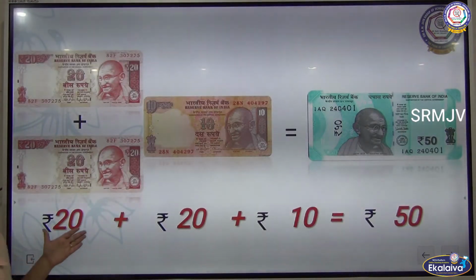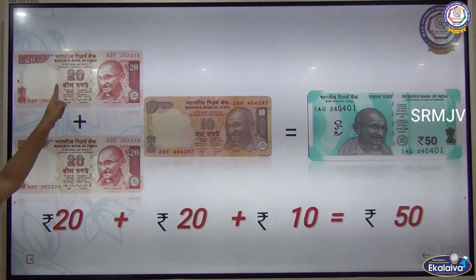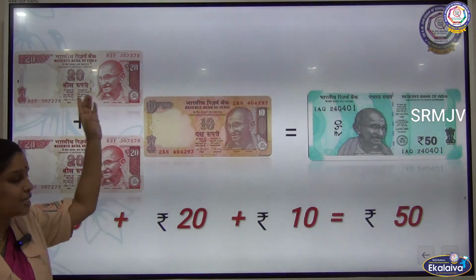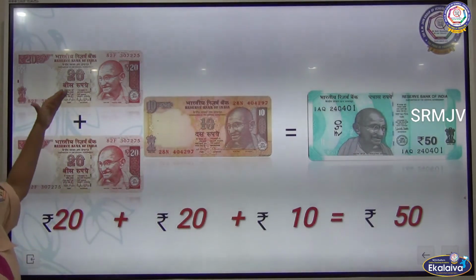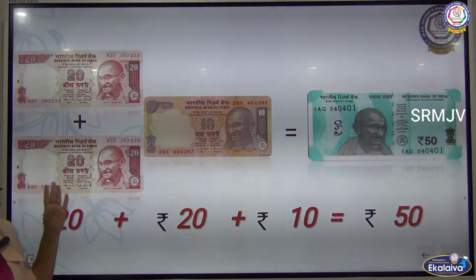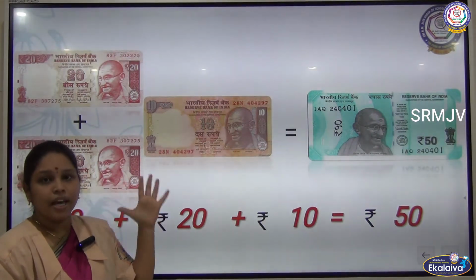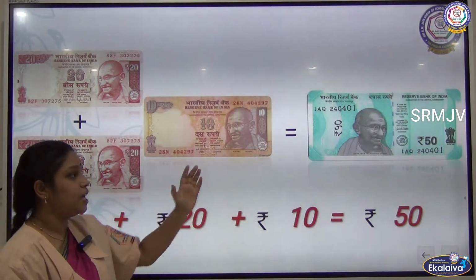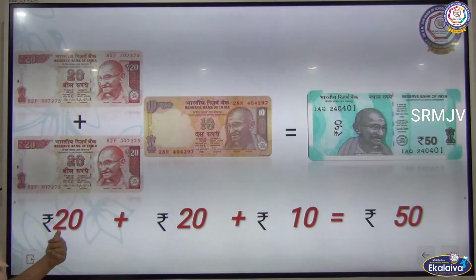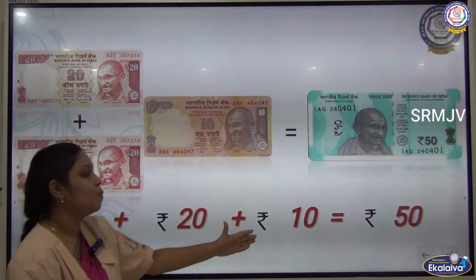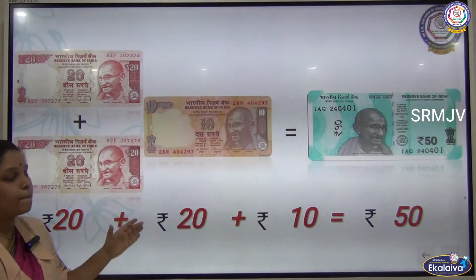And the next one is we are going to count the notes. Value of the notes. Notice this. What is the value of the note? It's 20 rupees, and this is 20 rupees. We are having two 20 rupees notes. Okay, first calculate this. 20 plus 20 is 40. 40 plus 10, yeah, it's 50. We can see the 50 rupees note. Like this you have to count the money. Okay, see, rupees 20 plus rupees 20 plus rupees 10 is equal to rupees 50. Like this you have to count the money.